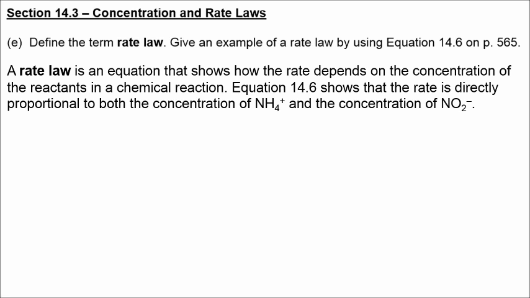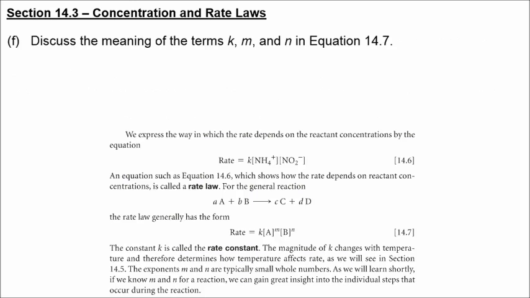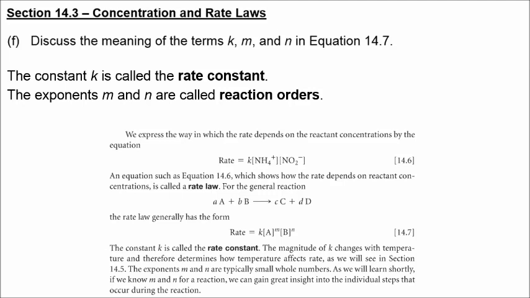in a chemical reaction. Equation 14.6 on page 565 shows that the rate is directly proportional to the concentration of both ammonium and nitrite. So you can see that the rate is equal to a particular constant, K, times the concentration of ammonium times the concentration of nitrite. So in equation 14.7, we see that the term K is the rate constant. The exponents M and N are called reaction orders.